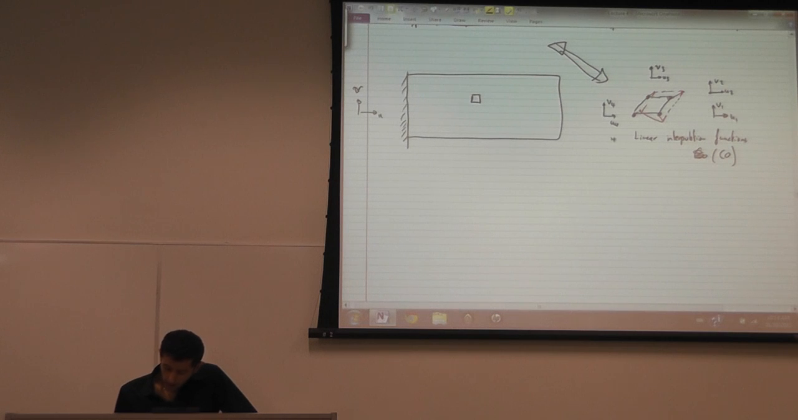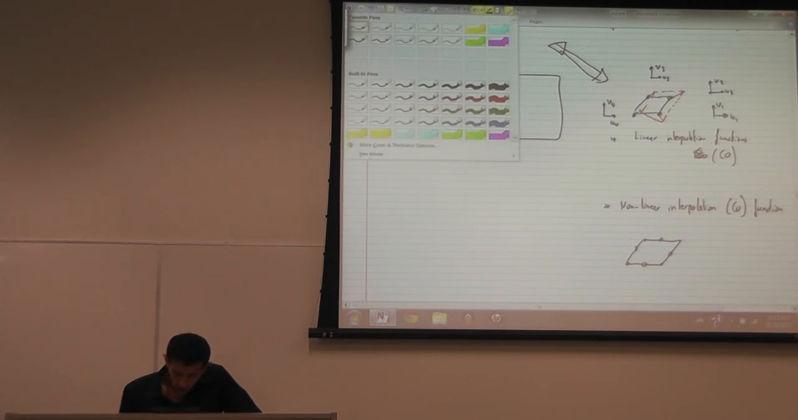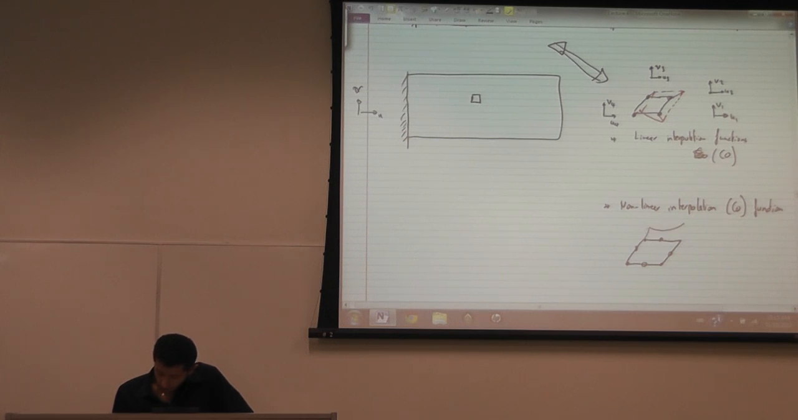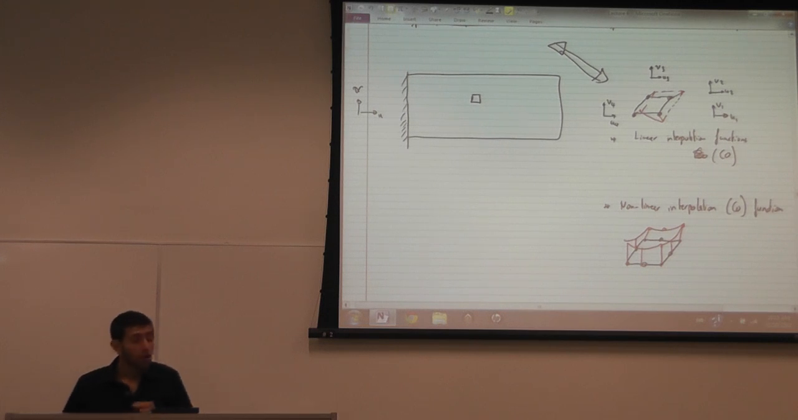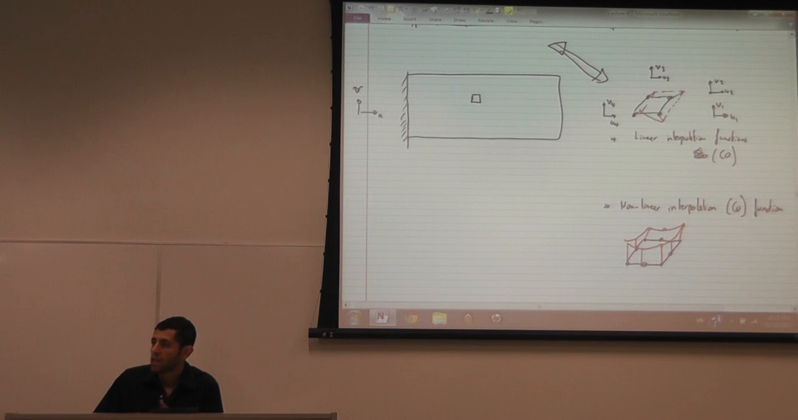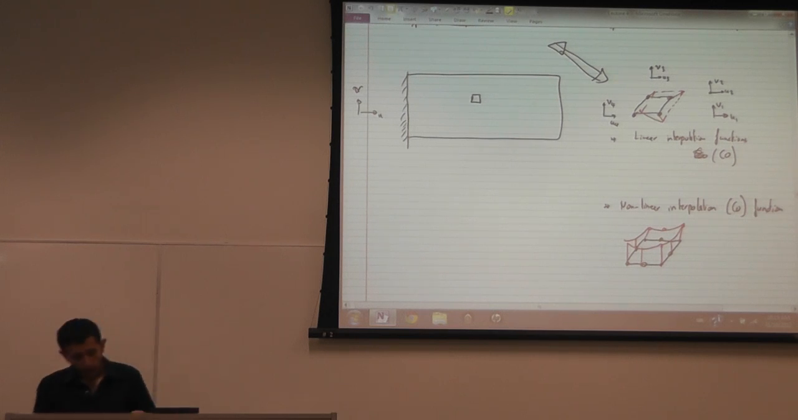I can also add a nonlinear interpolation. It is still a C0 function. How can I make it a C0 function? By adding intermediate nodes and allowing the element to deform in a nonlinear fashion. It's still a C0 function, because it's not differentiable on the boundaries of the element, but within the element it's nonlinear. So if the displacement has a parabolic variation within the element, then this approximation can capture it.